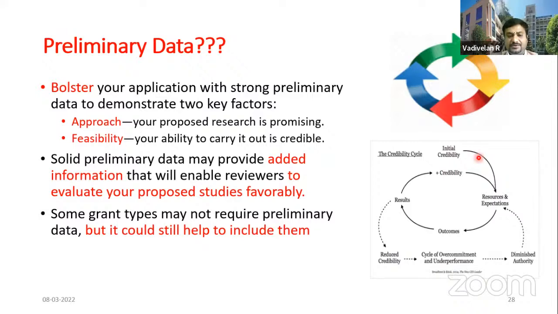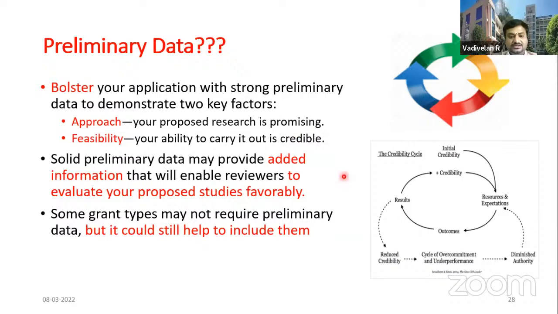And definitely your application will be bolstered with strong preliminary data to demonstrate two key factors. One is the approach, that is, your proposed result is promising because you have already got data. So when you go to a bigger scale, it is going to be promising. The other is feasibility, which means it can be carried out in a larger way. The ability to carry it out is credible. That's what I said, the reproducibility of the scientific way.